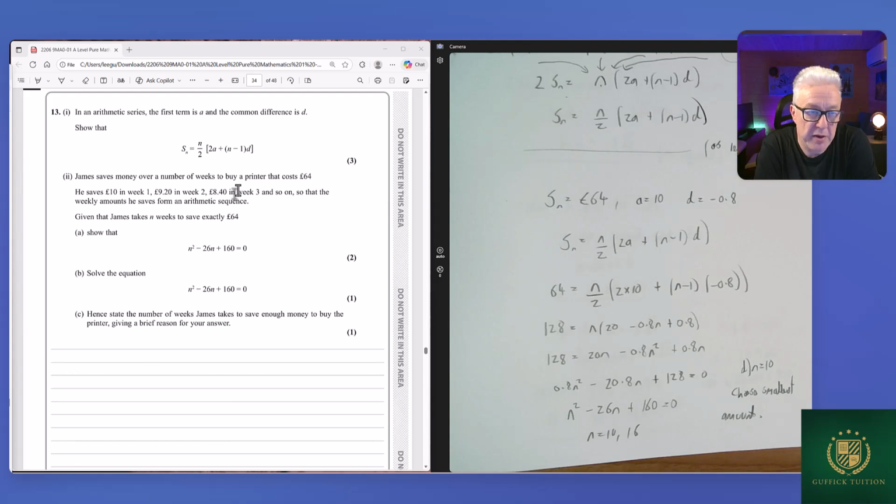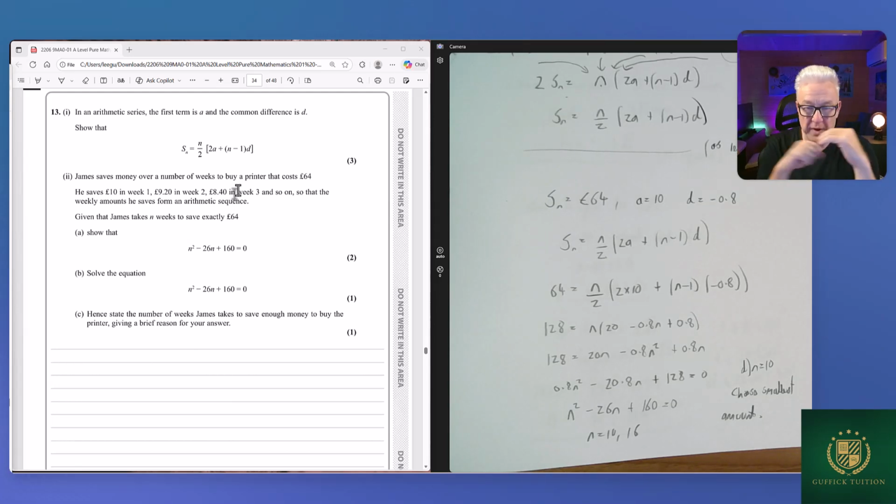He saves £10 in week 1, £9.20 in week 2, and £8.40 in week 3, and so on, so that the amount he saves forms an arithmetic sequence. Given that James takes n weeks to save exactly £64, show that n is given by the formula n squared minus 26n plus 160 equals 0.